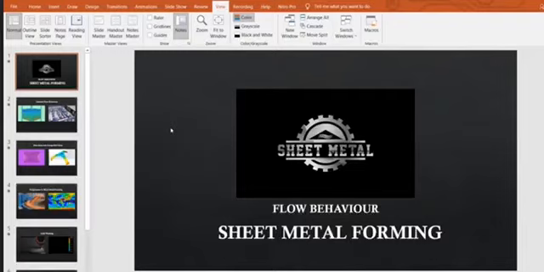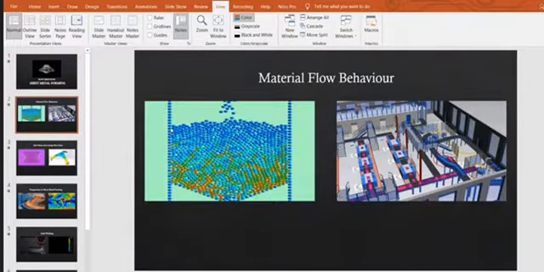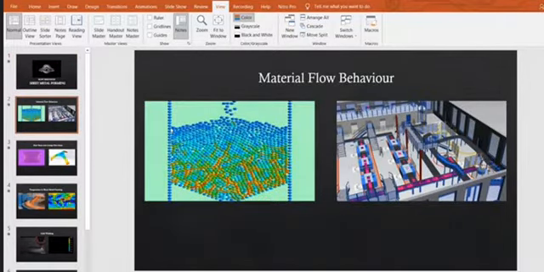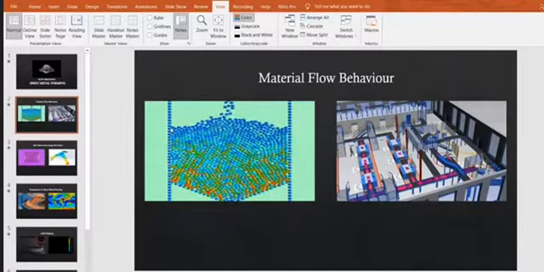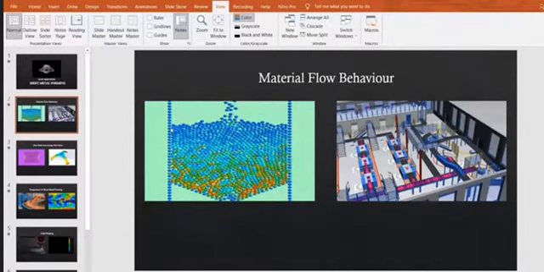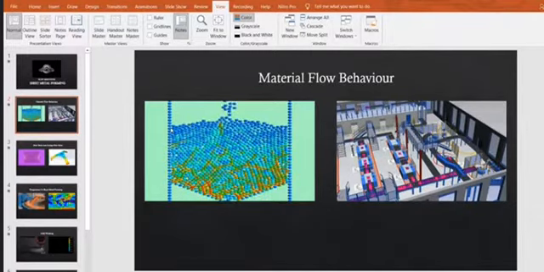Today we are back with another topic, that is flow behavior of sheet metal forming. So first of all, material flow behavior. Considerable insight about the behavior of metals during forming can be obtained from the stress-strain curve.